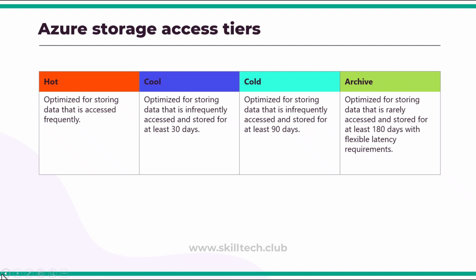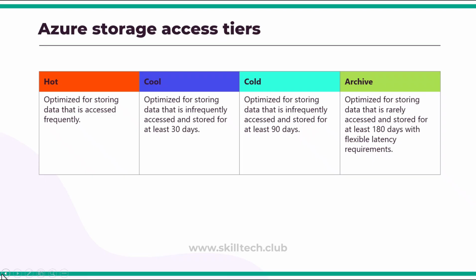The access cost is going to be very low in hot, but the storage cost is going to be high. And in the same way, if you go to the cooler tiers like cool, cold and archive, the storage cost is going to be very low, but the access cost is going to increase.